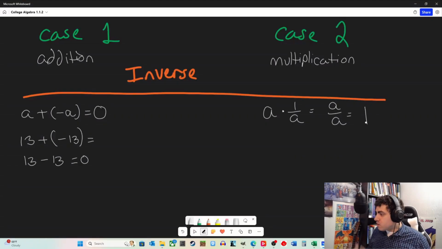So, inverse property of addition: if we add the inverse of a number, it becomes 0. Inverse property of multiplication: when we multiply a number by its inverse, it becomes 1. So there's a slight discrepancy about what happens, but we understand it as meaning the addition or multiplication of an inverse number.